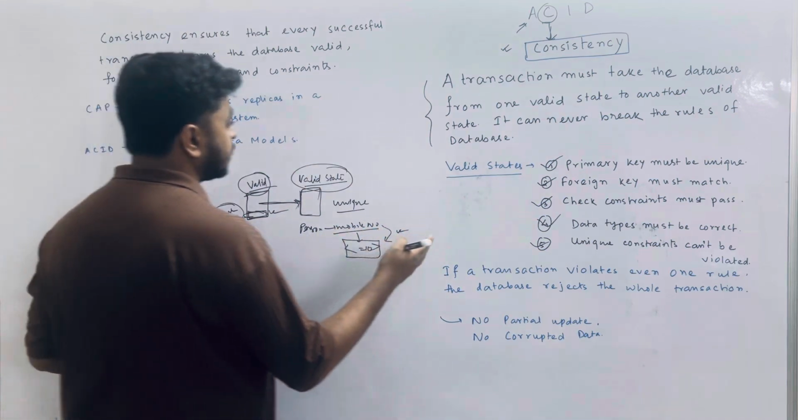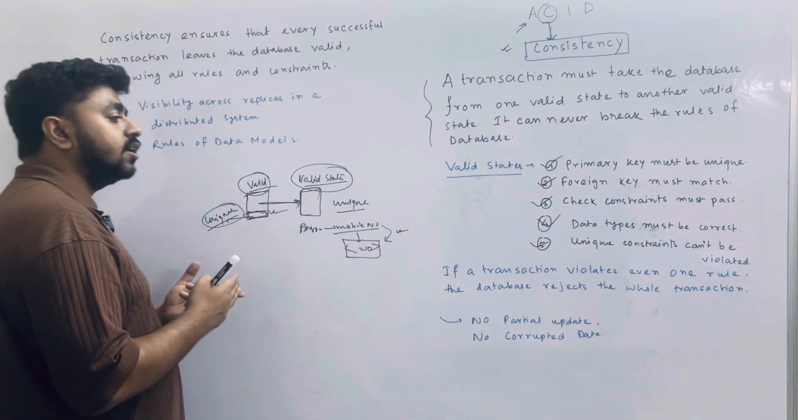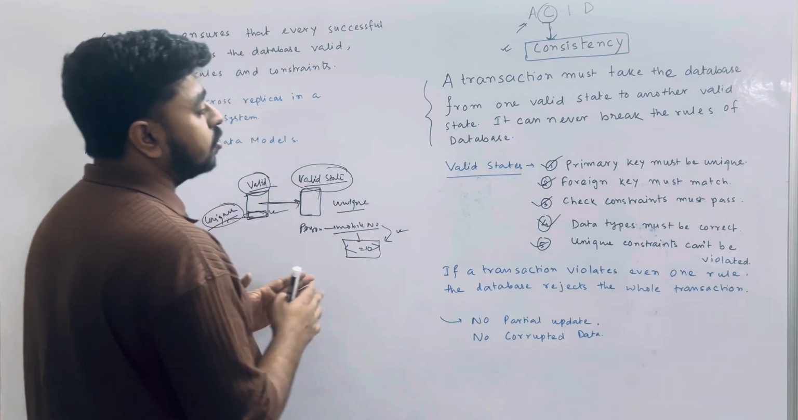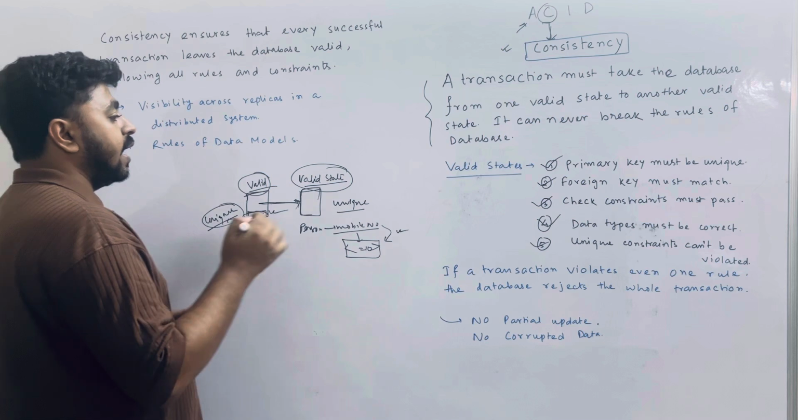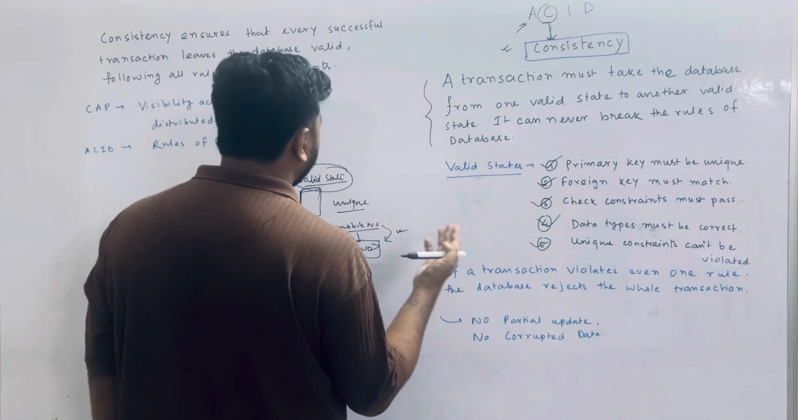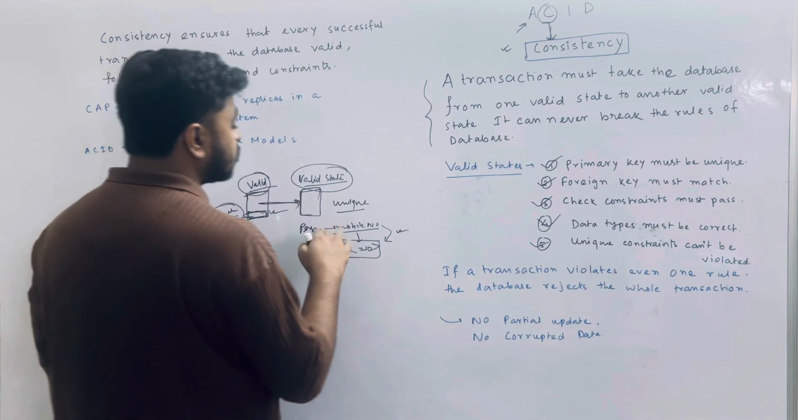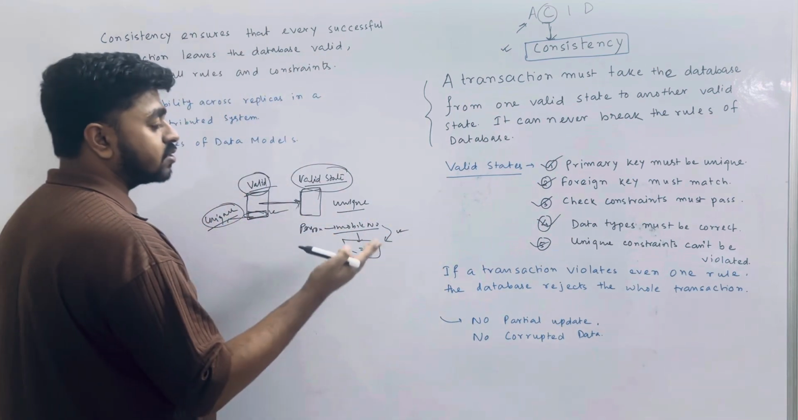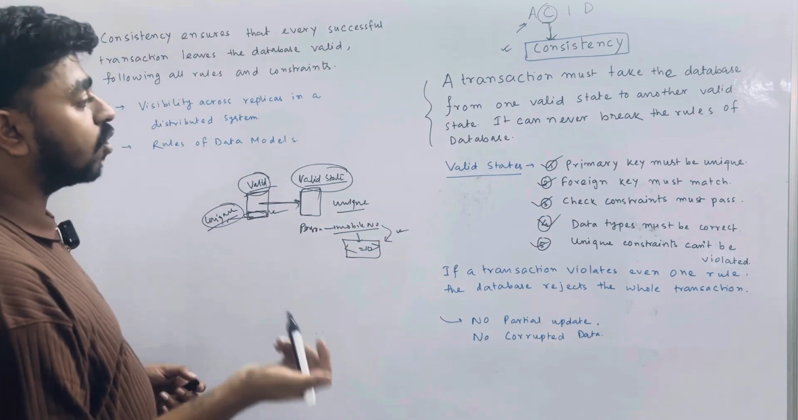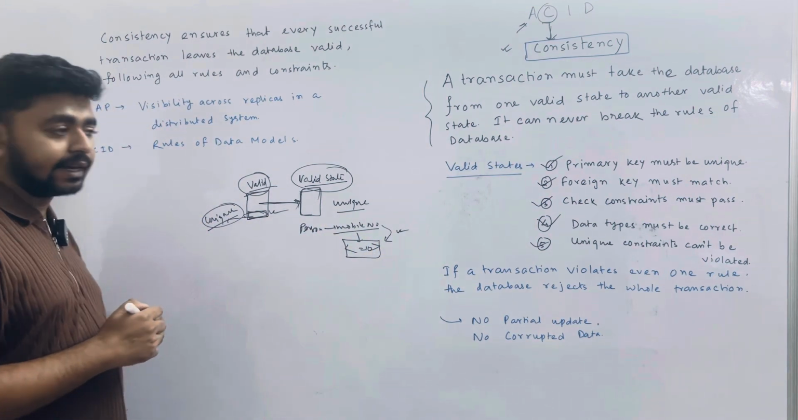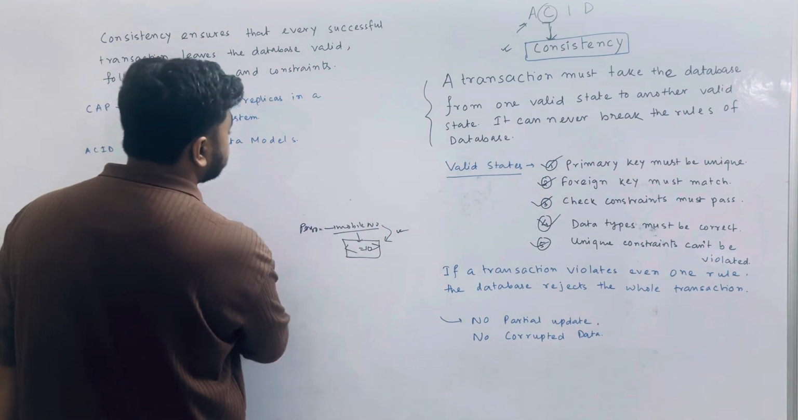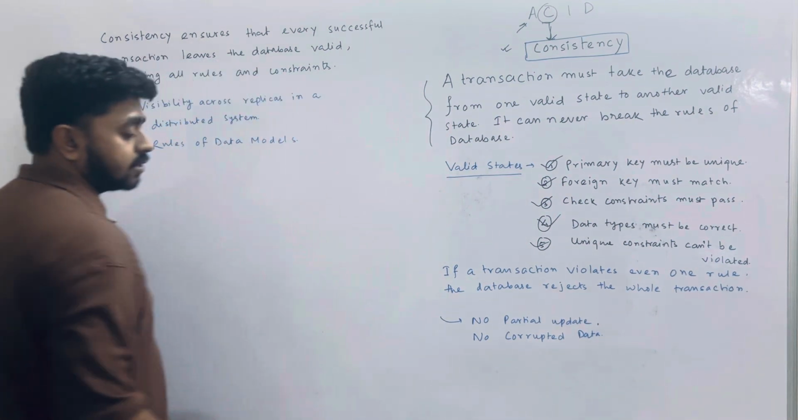So what is the valid state? As I said, primary key, foreign key, constraints, data type and unique constraints should always be proper as per the rules. The primary key cannot be duplicated, the foreign key should definitely match, all the constraints and unique constraints should always pass and cannot be violated, and the data type of each column should be correct while updating the data. This actually gets handled automatically by the relational database while running a transaction.